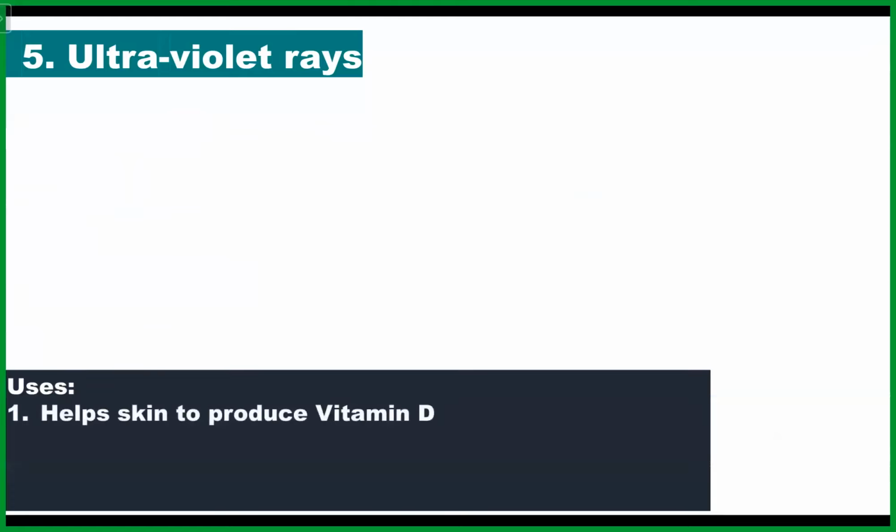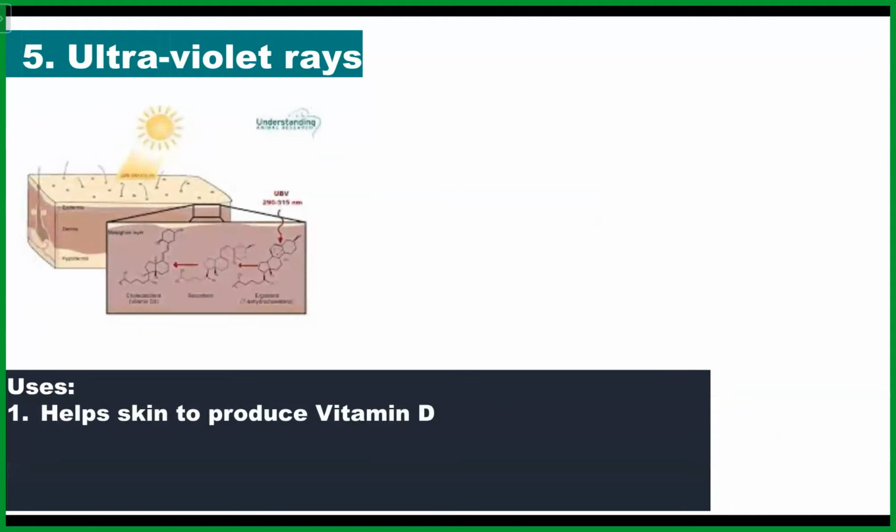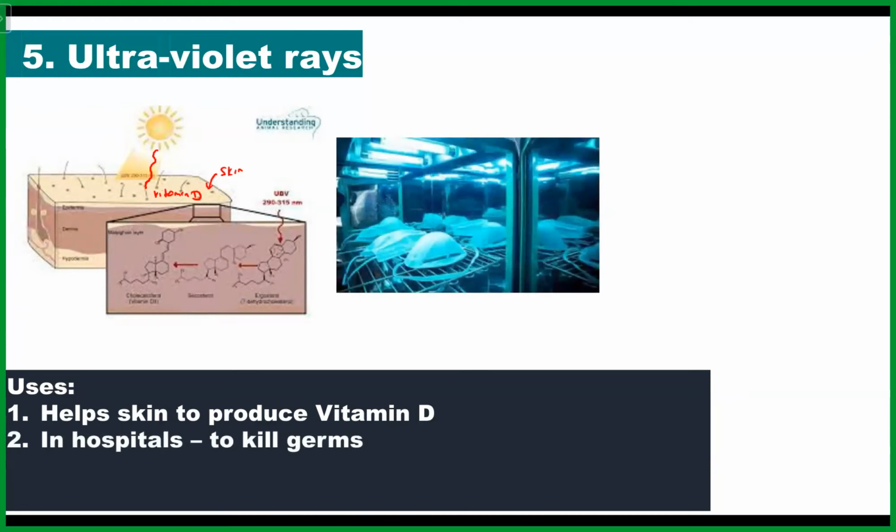Like I mentioned in the previous slide, one very important use of ultraviolet rays is that it helps the skin to produce vitamin D. So let's say that this is our skin. When ultraviolet rays fall on our skin, it promotes the production of vitamin D by our skin. So a little bit of exposure to ultraviolet rays is definitely important for our body to be able to produce vitamin D, right? And some other uses include in hospitals to kill germs.